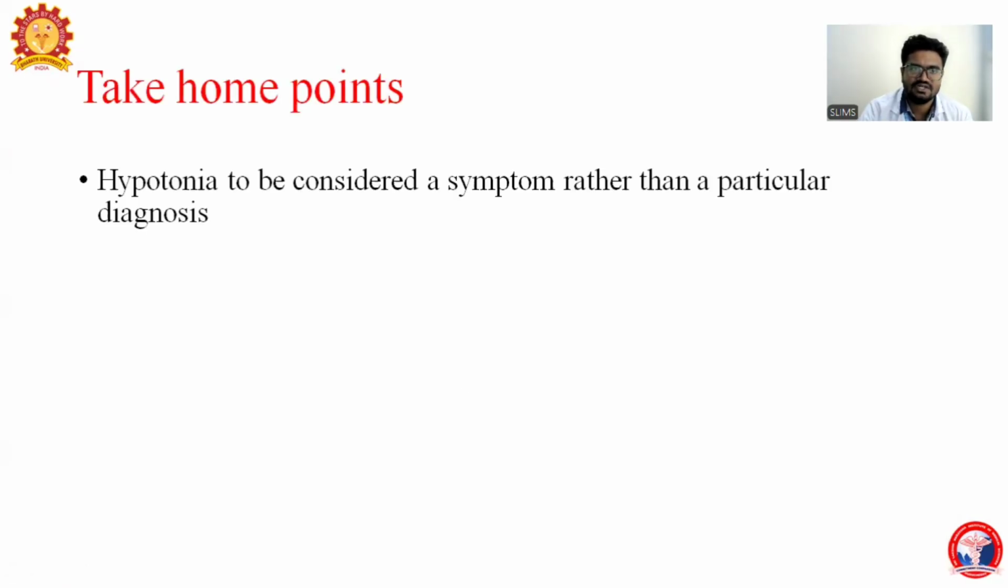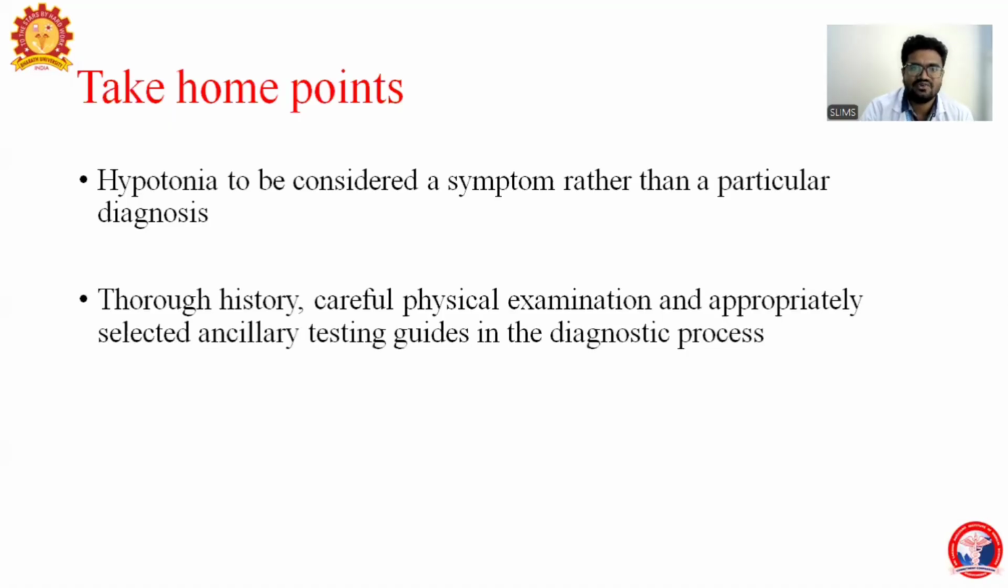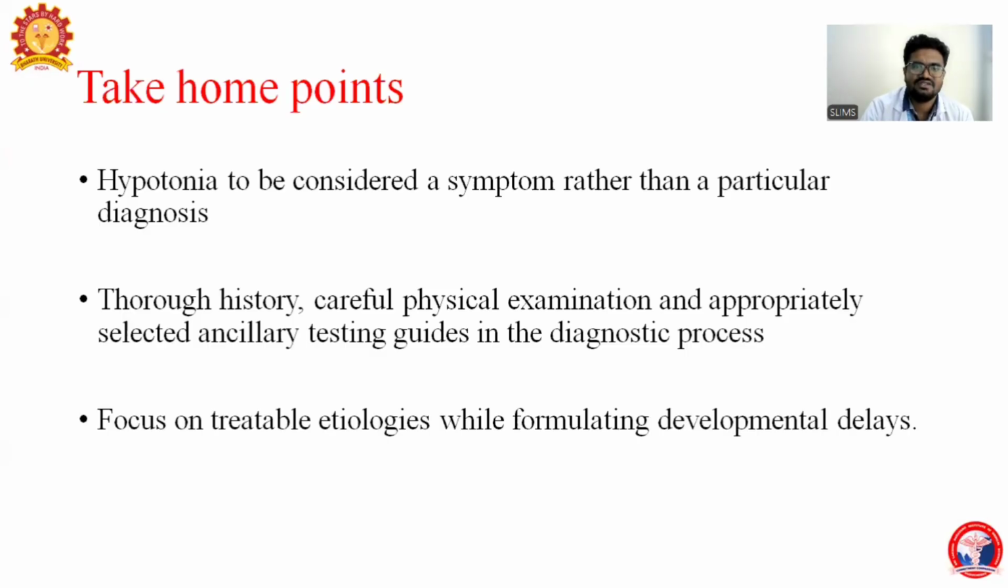So the take-home points are, hypotonia has to be considered as a symptom, and based on the approach, you have to classify into floppy strong and floppy weak, and then arrive at a particular diagnosis. Don't jump onto a diagnosis. Thorough history and clear physical examination is very, very important because it helps us in identifying 50% of cases and focus. The specific etiology has to be treated. Don't start a cocktail regimen. If hypothyroidism, treat hypothyroidism. If Down syndrome, treat Down syndrome.